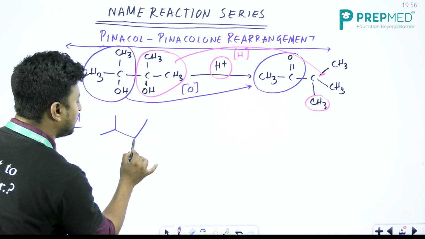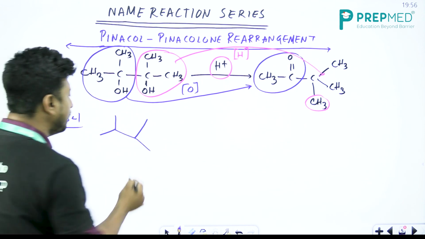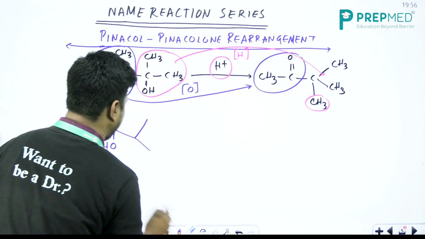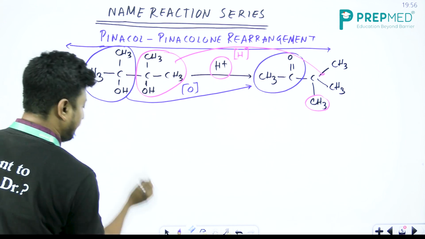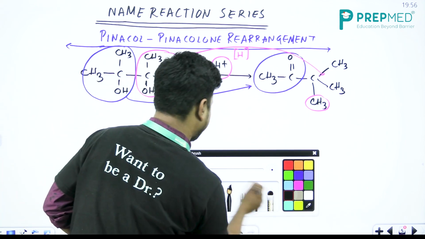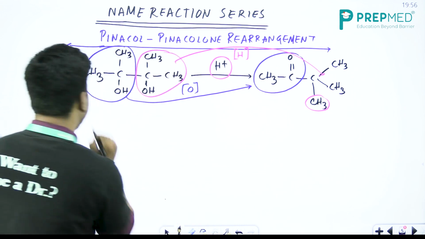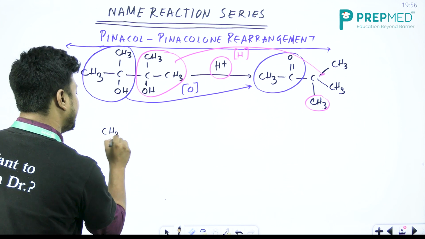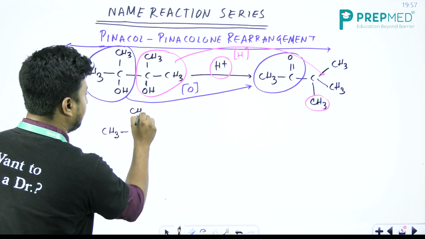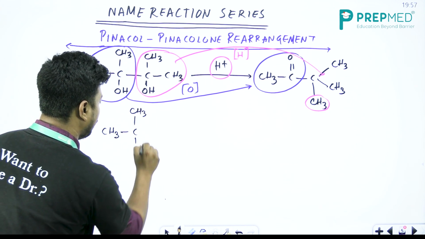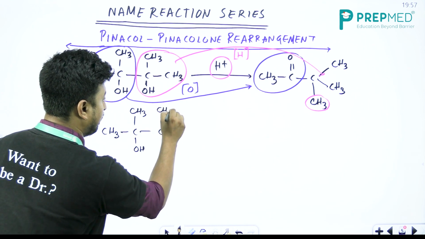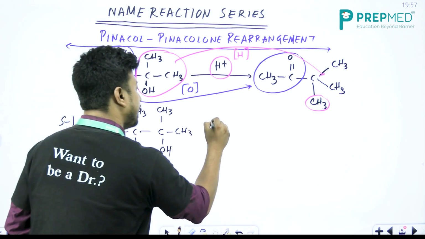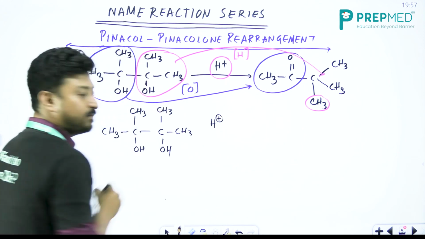I'm using a bond line diagram here to simplify things. So here I have OH. Since you ask, let's write it a bit bigger. Okay, step 1: CH3, CH3, OH, C, OH. Now in the first step, this H plus ion is there.